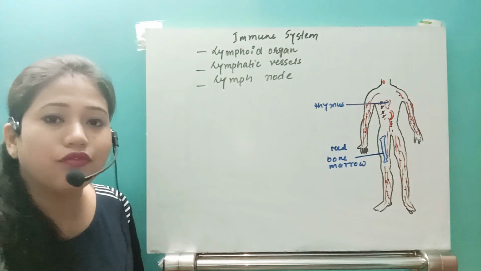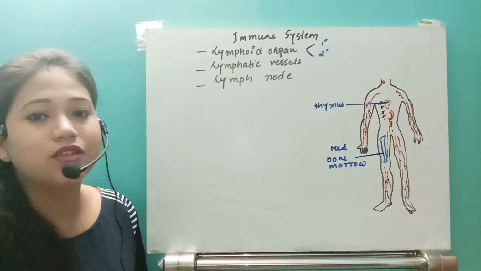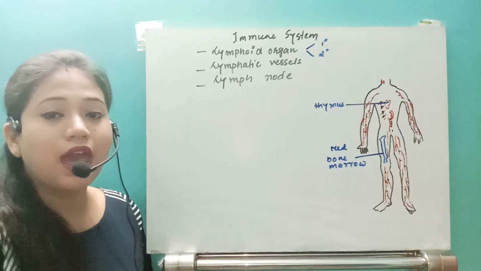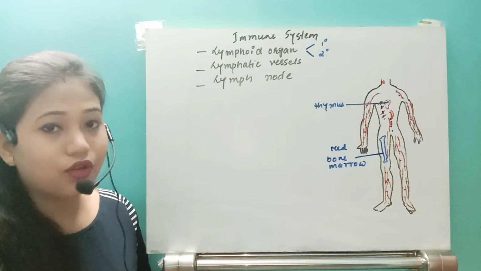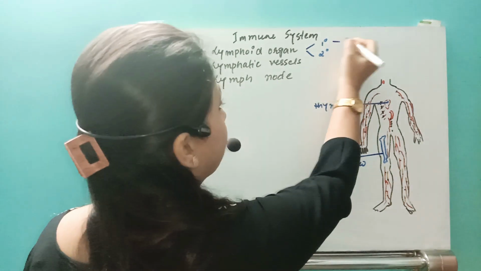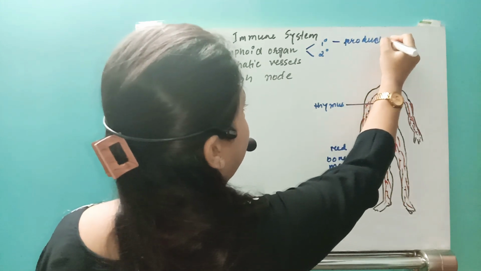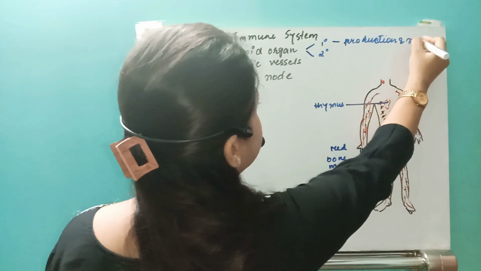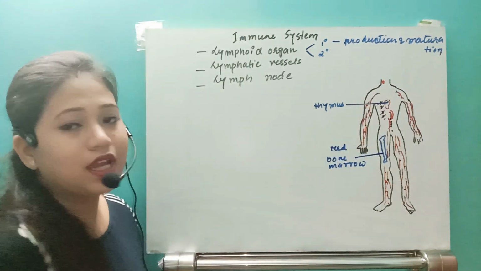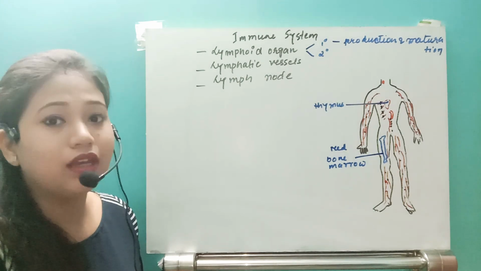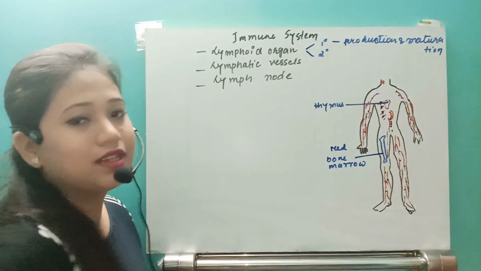The lymphoid organs are also divided into two types: the primary lymphoid organ and the secondary lymphoid organ. What is the primary lymphoid organ? The primary lymphoid organ helps in the production and maturation of B and T lymphocytes. So what are those organs? The red bone marrow and the thymus.